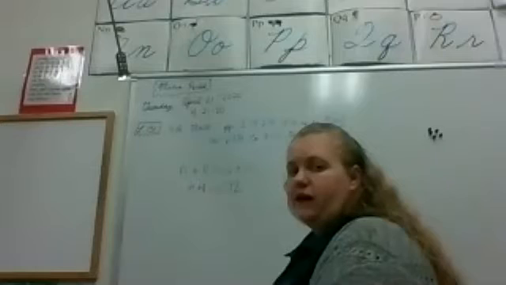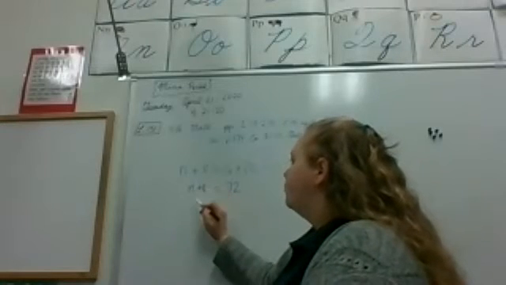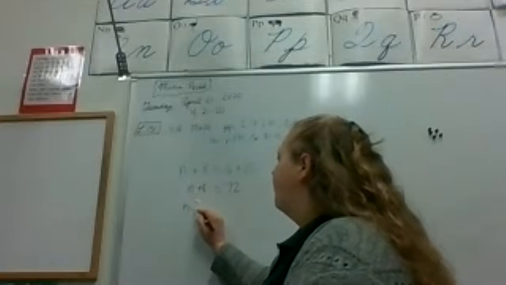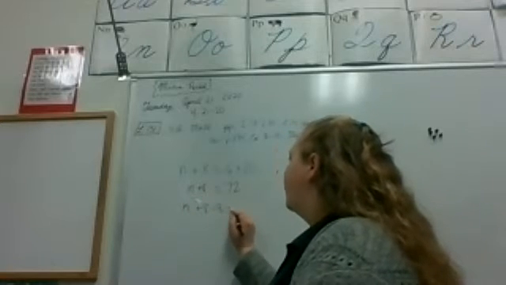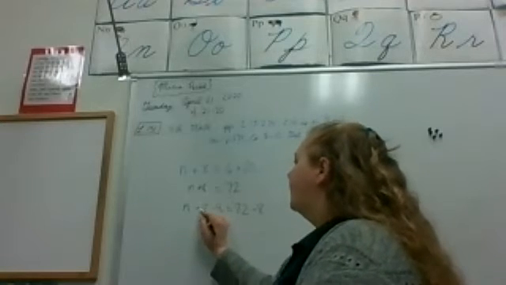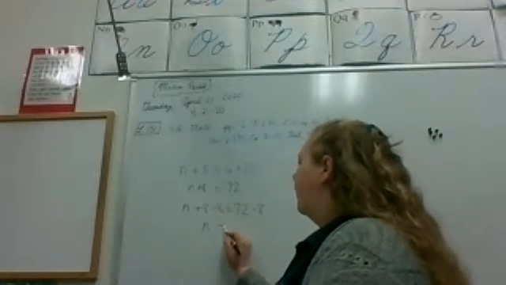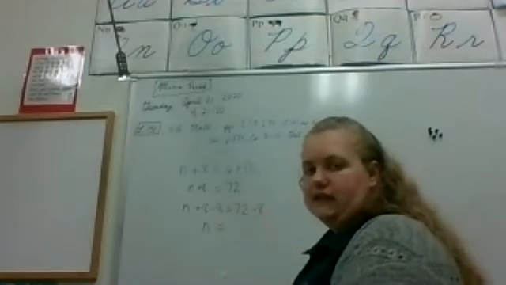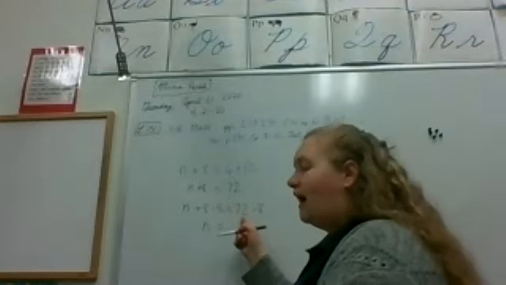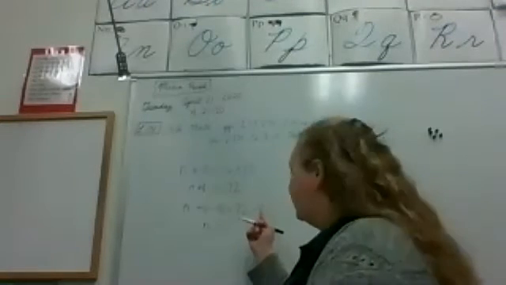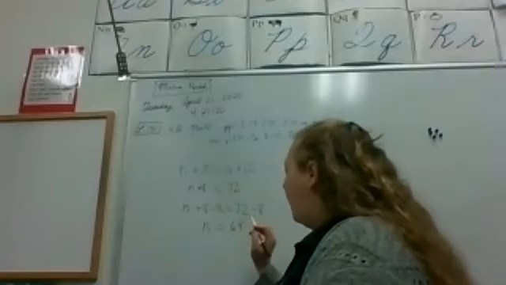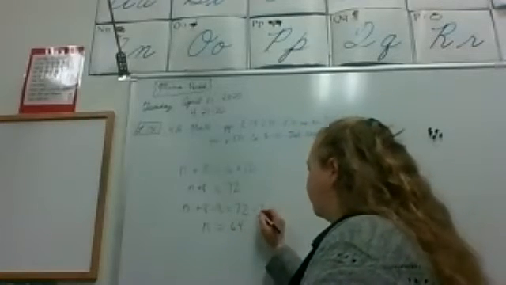In order to get n by itself, we need to do what? Subtract 8 from both sides. So n plus 8 minus 8 equals 72 minus 8. So now we have n all on its own, right? And 72 minus 8, if you know your multiplication tables, 8 times 9 is 72. So 8 times 8 would give us 8 less than 72, which is 64. Otherwise, you would have to do the subtraction, and you can put that over there.